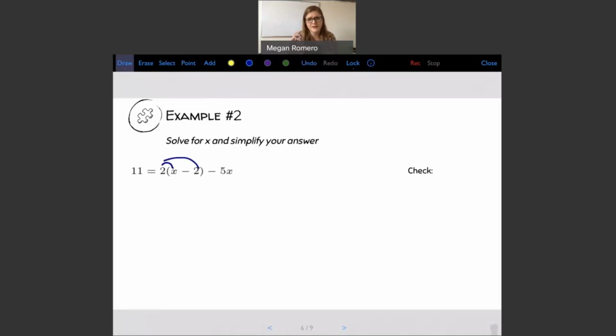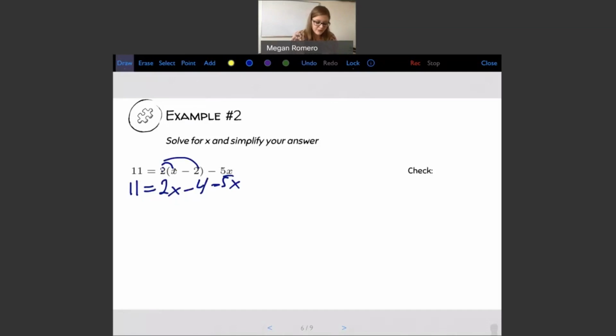Okay, so what I'm going to encourage you to do with your work is write everything out to keep your work nice and neat. So I didn't do anything to the 11. I'm going to copy it down. Equals 2 times x is 2x. 2 times negative 2 is negative 4. Okay, so I've distributed the 2, and then this minus 5x stays as well. So the only thing I did was distribute the 2 to the x and the minus 2.